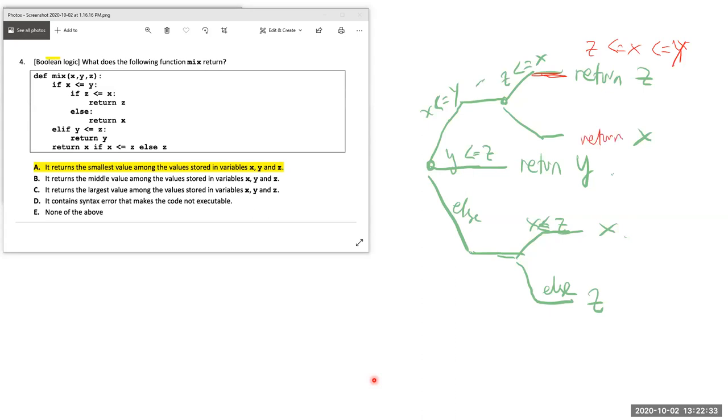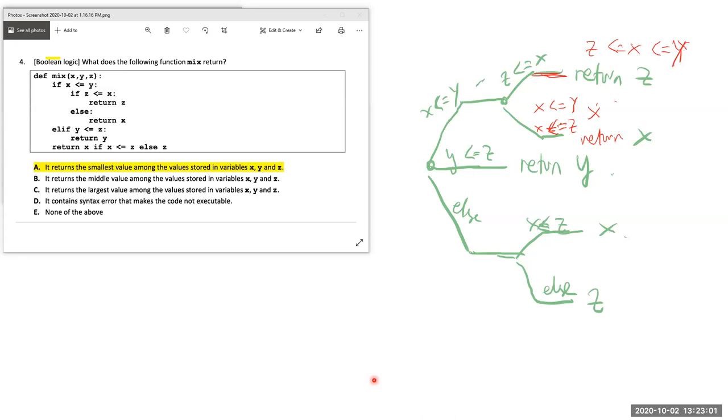So in this case, in this bottom part, x is smaller than y, and x is also smaller than z. Because it's the opposite. Because we know that it is smaller than y and z, we know that x must be the smallest number, must be the last.